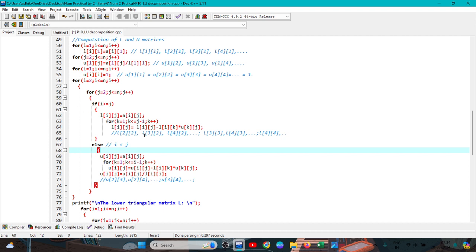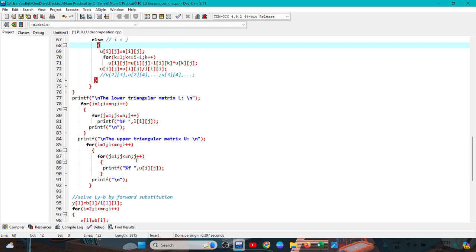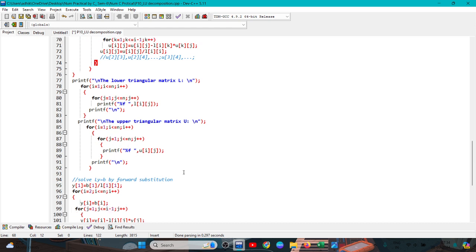In this way you can get all these elements u23, u24, u34, and from this loop, l22, l32, l42, l33, l43 and l44. For interest, you can avoid or delete this part. Print the lower triangular matrix L and print the upper triangular matrix U, using Lij for the outer loop i equal to 1 to n and the inner loop j equal to 1 to n, and similarly for the upper triangular matrix uij.